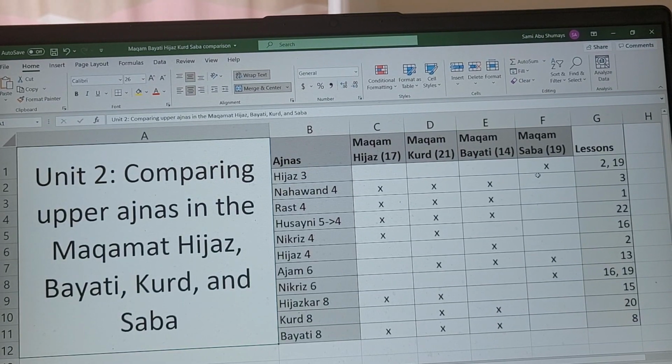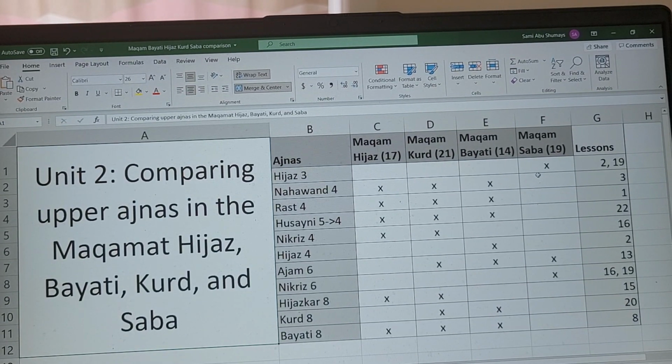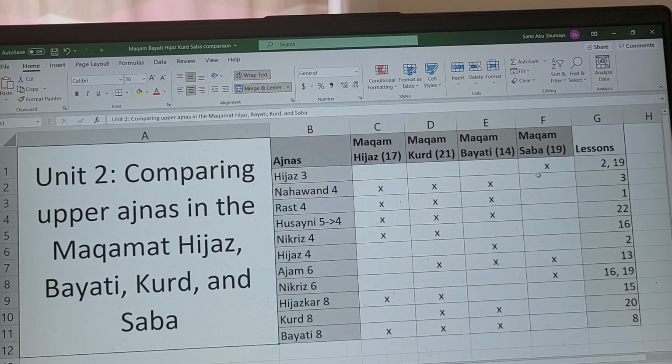It does happen sometimes in Kurd, but much more rarely. You do have a flat 5 in Hijaz and in Kurd, but it's different than a true Hijaz on 4. So that would be, we were just there.